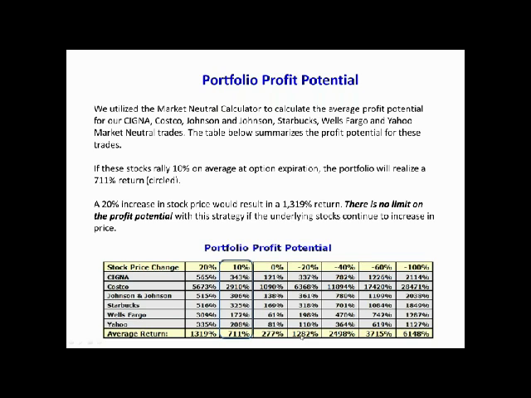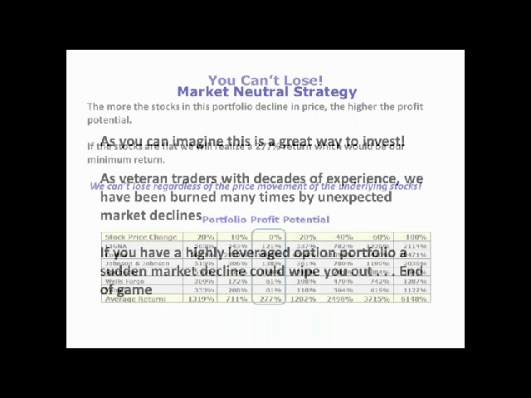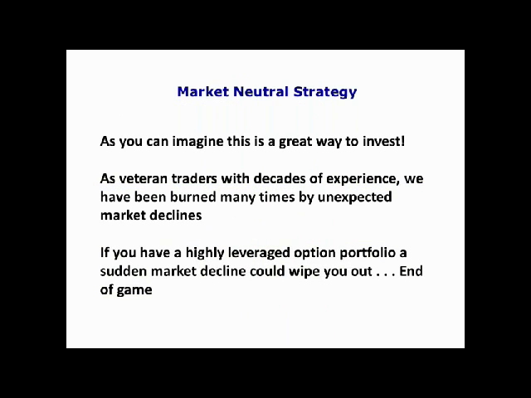So this is just demonstrating what the return potential can be if you have a portfolio of market neutral spreads. So again, with this portfolio, we're guaranteed a profit by buying those put options, because you can see the minimum return that we get for the portfolio is 277%. So this is a great way to invest in options, this market neutral strategy.